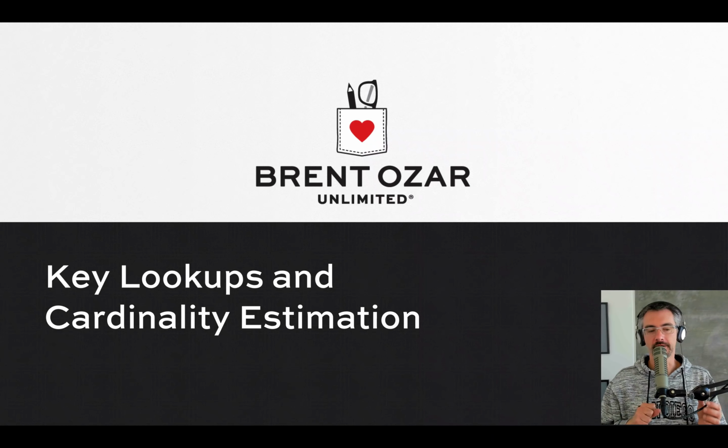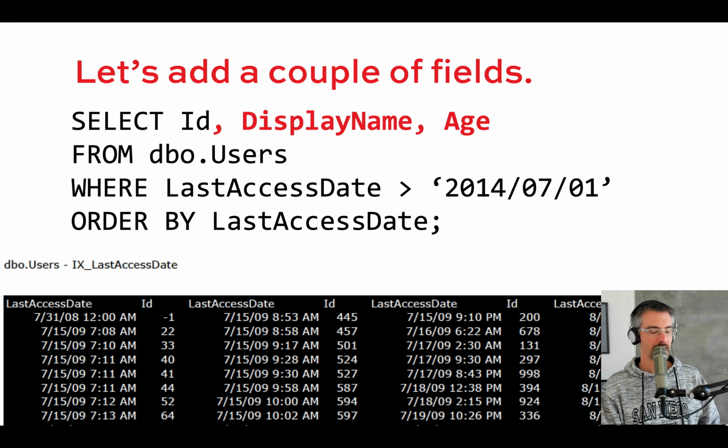Now, the next thing we're going to talk about is key lookups and cardinality estimation. We're going to go back to our black index here, but I'm going to add a couple of fields to the query. I'm going to say select ID, display name, and age. But if you look at the black pieces of paper, display name and age aren't on there. So there are two ways that we could execute this query.